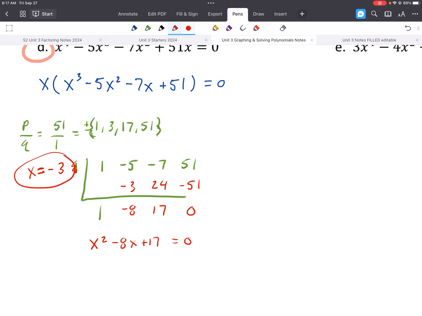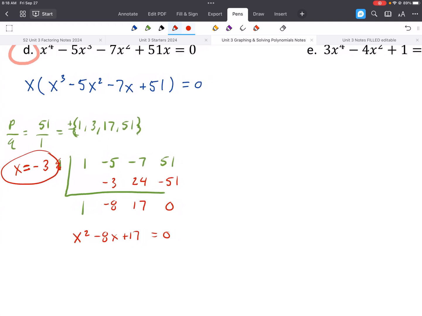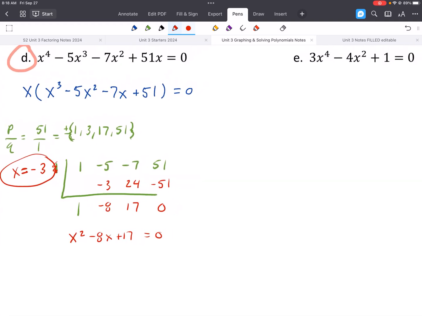Can we factor this? Is there something that can multiply to 17 and add to -8? Again, the only factors of 17 are 1 and 17. There's no way you can use 1 and 17 to get you a -8. So here is an example where we would have to use the quadratic formula.